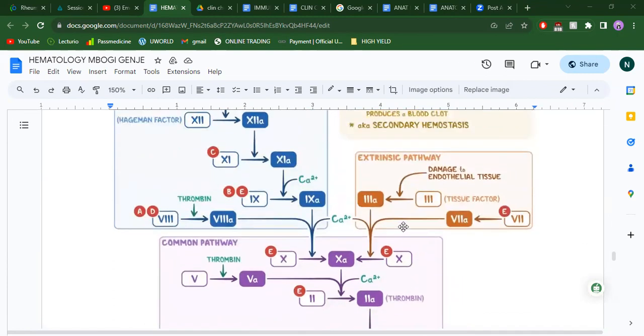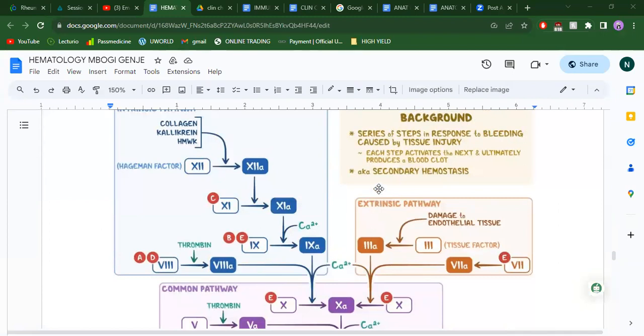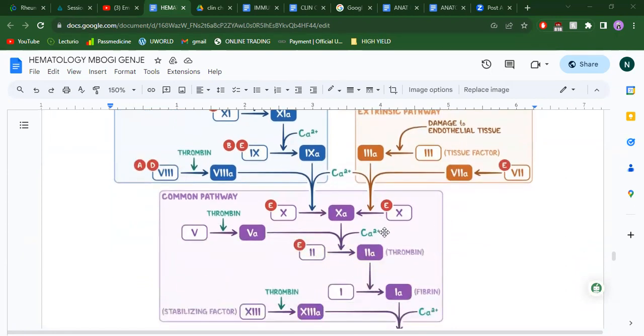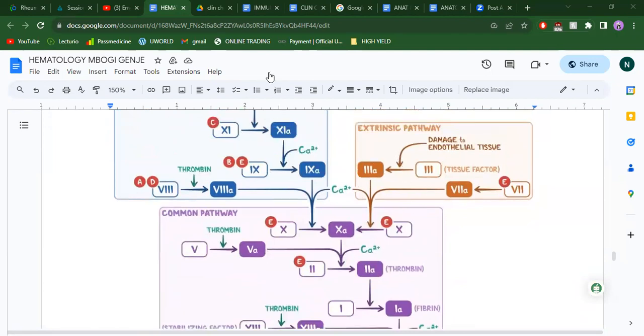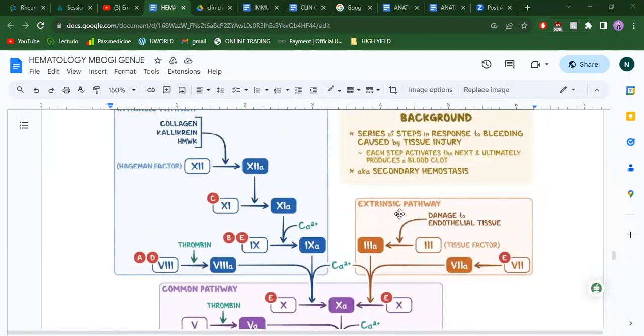It can be quite challenging, but this is how I used to remember it. I used to say 12, 11, 9, 10, 8 joins on the side. And then this one is basically 3 and 7. Then here we go from 10 to 1, 10 to 1, then the clot. And then you have to remember 5 and 13 join. Okay, take a minute and internalize this. They'll either bring the extrinsic or the intrinsic.